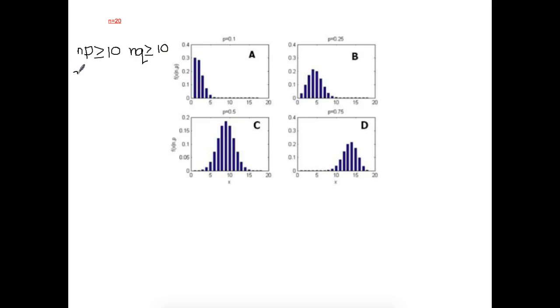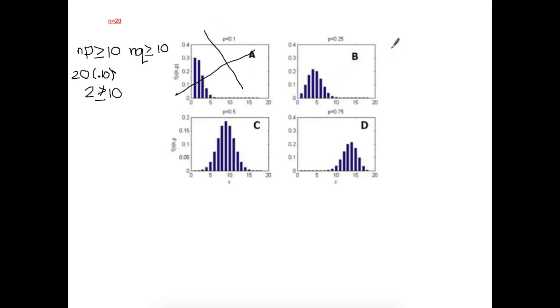So here, if I do 20 times 0.10, I'm going to get 2, which is definitely not greater than or equal to 10. So automatically, that one fails. Cannot approximate that with a normal distribution.